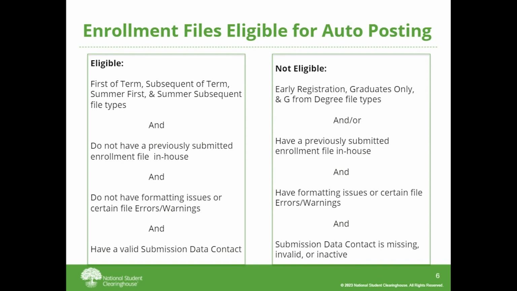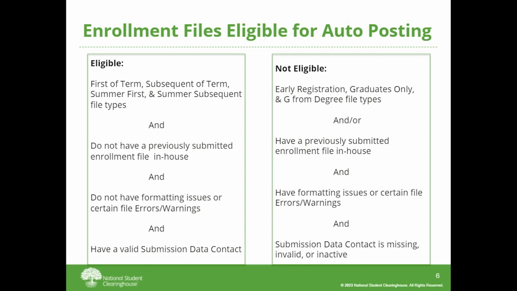Once the enrollment file has successfully been submitted to the clearinghouse, the file is set up by our data intake team and it's placed into the enrollment file processing queue. Depending on eligibility, the error report for some files may automatically post to the web. To be eligible for auto posting, a file must be set up as a file type of first of term, subsequent of term, summer first, or summer subsequent. Error reports will not automatically post if a previously submitted enrollment file is still in-house, or if there are file layout issues on the incoming file, or if there are certain errors or warnings that are present.